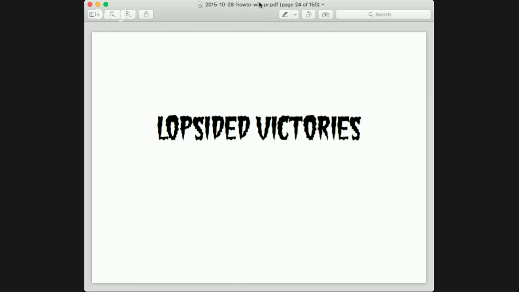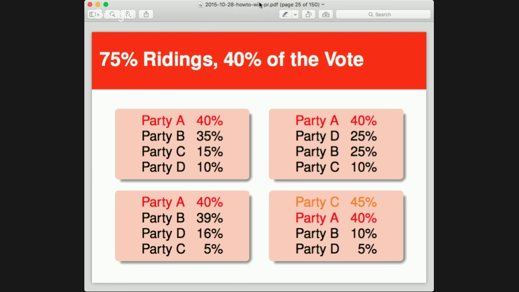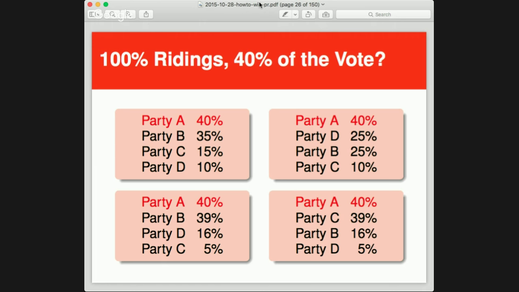Here's the first, lopsided victories. So what is a lopsided victory? Well, let's go back to the example where you had 4 ridings and Party A got 40% of the vote. And then, oh, Party C, they got 45%, so they beat Party A, right? So that's pretty lopsided. That's 75% of the ridings on only 40% of the vote. Well, what's to stop us from having this situation where in this riding, it wasn't Party C that won, they just came a little bit below and Party A got everything, right? Now, I know what you're saying. Paul, you're making up fictional synthetic examples.